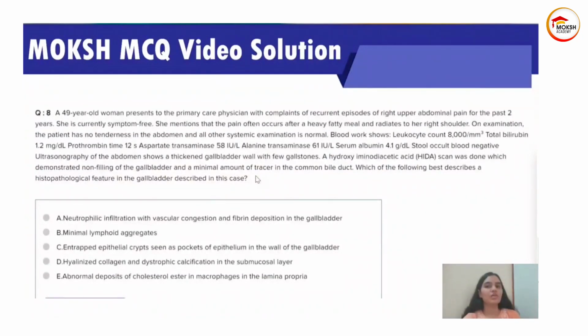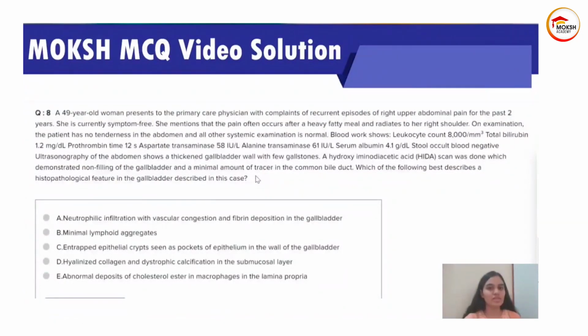Blood work shows leukocyte count 8,000, total bilirubin 1.2, prothrombin time 12 seconds, AST 58, ALT 61, serum albumin 4.1, stool occult blood negative. Ultrasonography of abdomen shows a thickened gallbladder with few gallstones. A HIDA scan was done which demonstrated non-filling of gallbladder and minimum amount of tracer in the common bile duct.